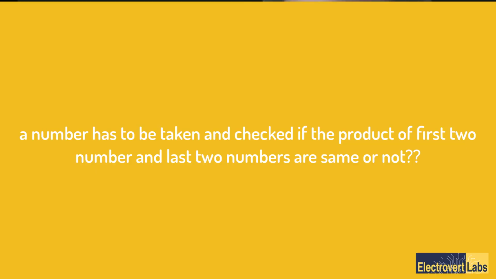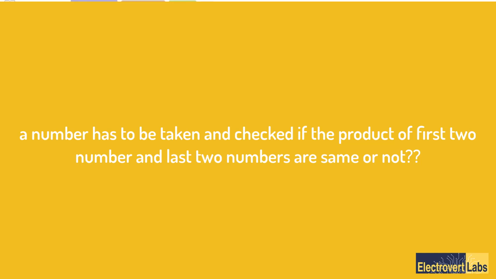First question. So the first question was that a number has to be taken as input, and then we have to check whether the product of the first two digits and the last two digits are the same or are they not. If they're same, then you have to print that okay, the products are same. Else you have to print that they are not same. So has anyone tried?